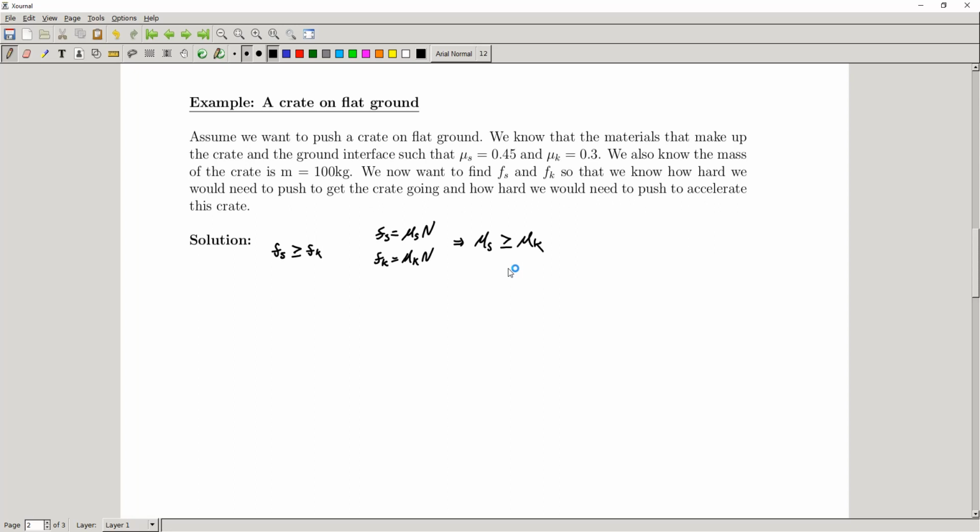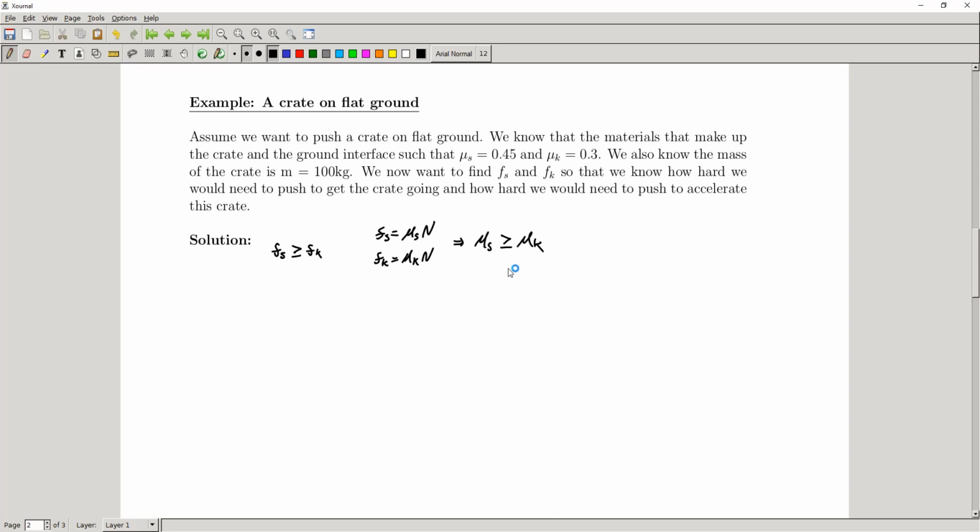We also know the mass of the crate is 100 kilograms. We now want to find F sub s, our force of static friction, and F sub k, our force of kinetic friction, so that we know how hard we would need to push on this crate to get it moving, and to get it accelerating once it is moving, okay? And so let's take a look at this.